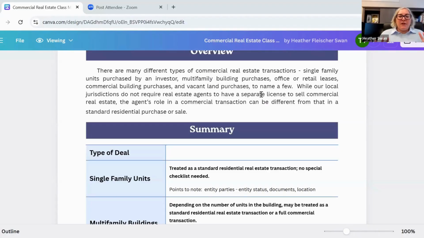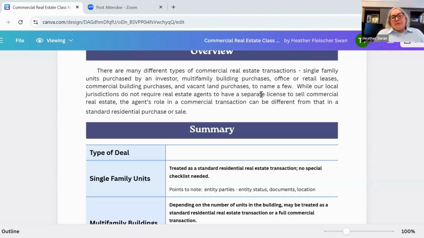So pretty straightforward. A couple of points to note here is that once you start getting into single family units being purchased as investment property, now you're starting to get into a situation where you might have someone buying the property in an LLC, in the name of an LLC, or in a partnership. So this is the time when it's important to understand some of the differences amongst the different types of entities, what the documents are, and so forth.